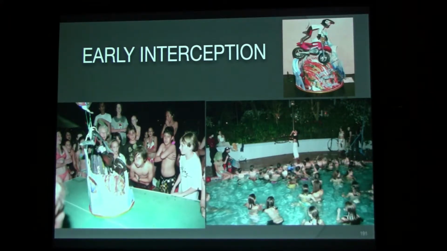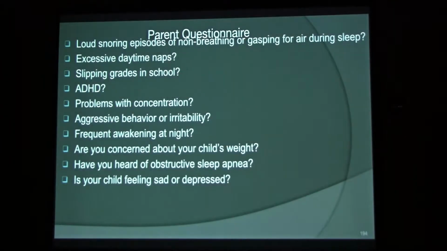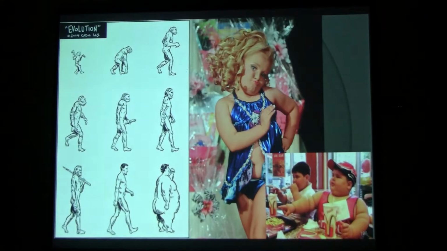And with a simple little patient questionnaire, and any of the stuff that you see on the screen that you want to request from me, please just send one little email to me and I'll get it all to you so that you don't have to copy any of this down. But a simple little patient questionnaire or a screening to the providers: neck circumference, craniofacial anomalies, adenoid, insulin resistance, dyslipidemia, hypertension, family history of coronary disease.